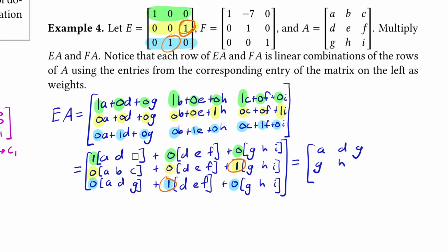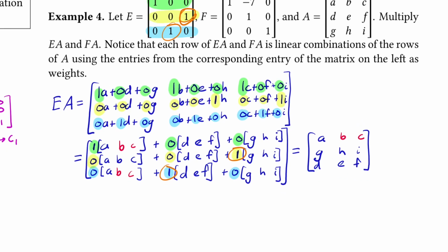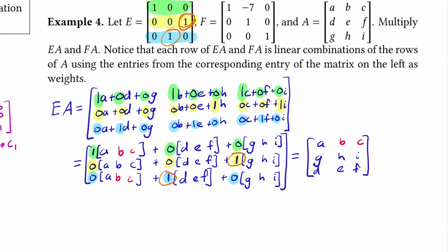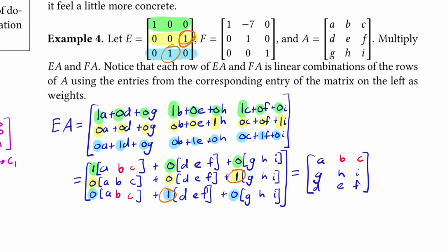Oh, this should be A. Whoops, that should be A, B, C here. Good if you caught that mistake. All right, it looks like that worked. So doing that linear combination using these different rows essentially swapped rows 2 and 3 of the result.